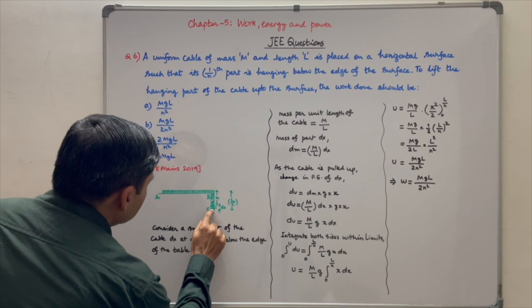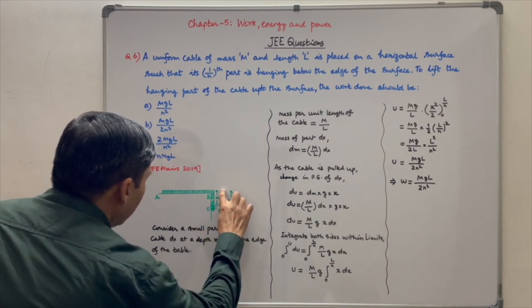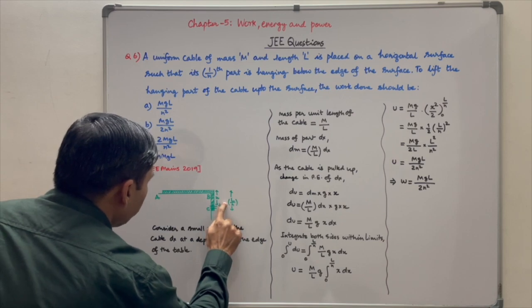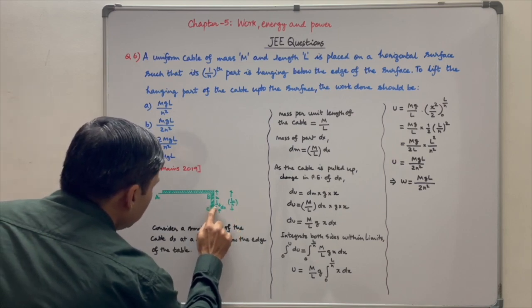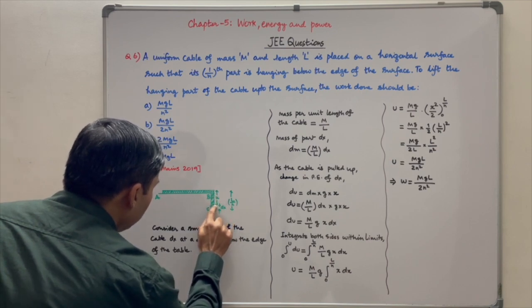Length of the cable is L and the part which is hanging is 1 by nth of L, and that is L by n. Consider a small part of the cable dx which is at a distance x from the edge of the table.